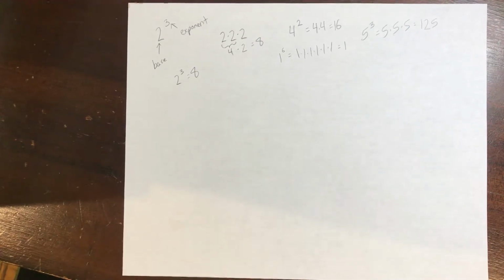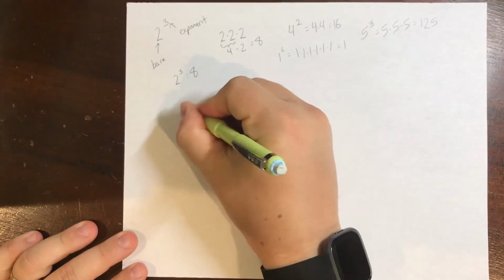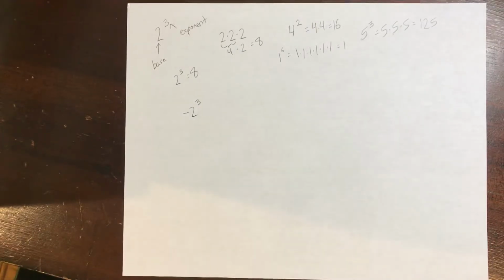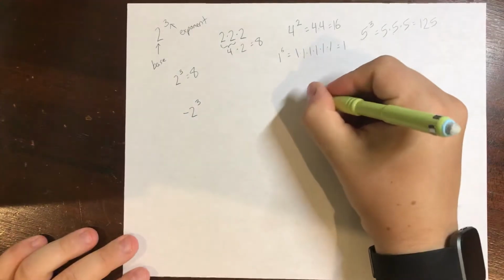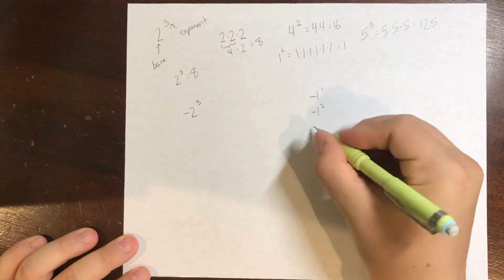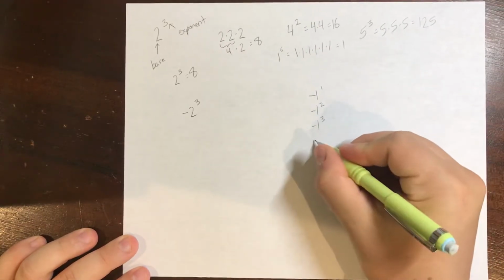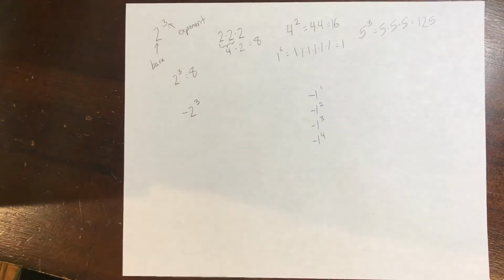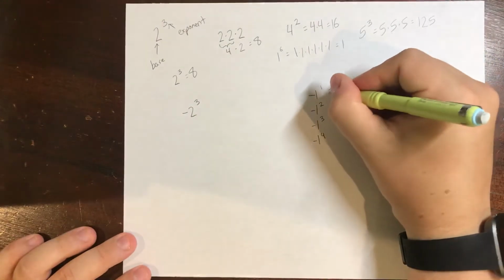The only place where this is going to start getting complicated with our just regular exponents is whenever we're talking about a negative base. Say you have negative 2 to the third power. Well, first we're going to do a little investigation into how negatives in our powers affect each other. So let's look at negative 1 to the first, negative 1 to the 2, negative 1 to the 3, negative 1 to the 4.